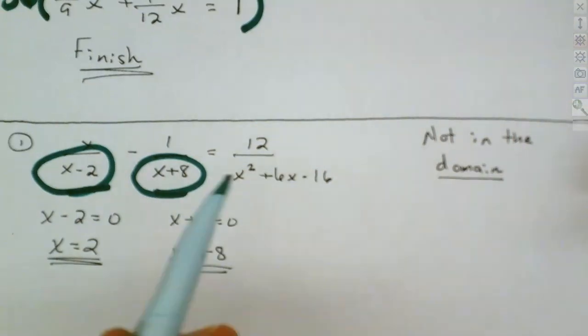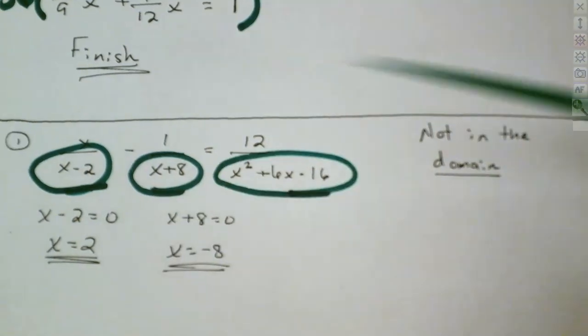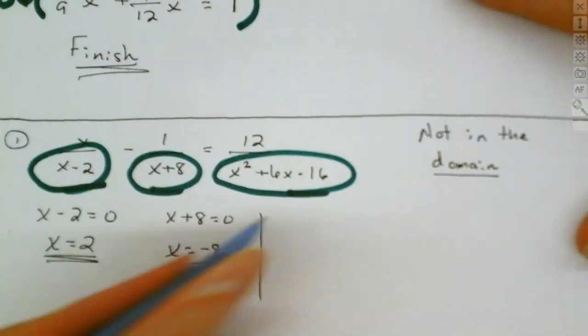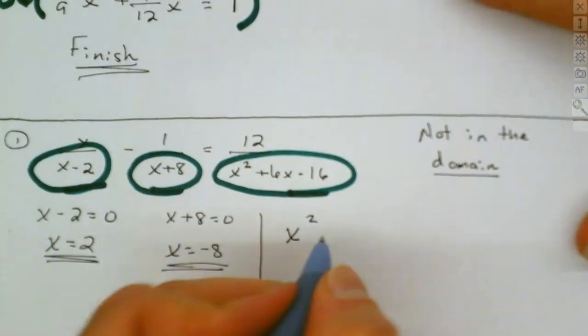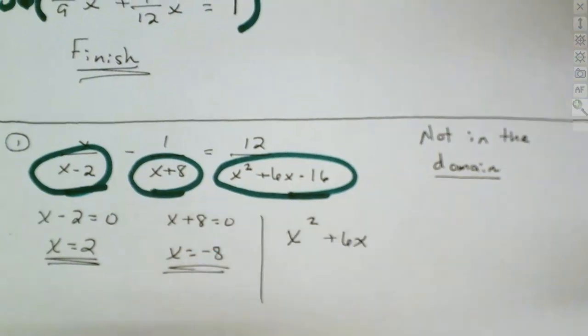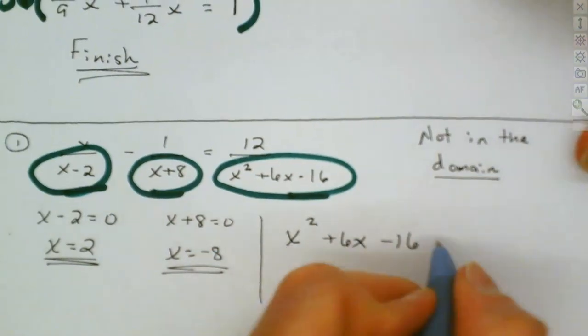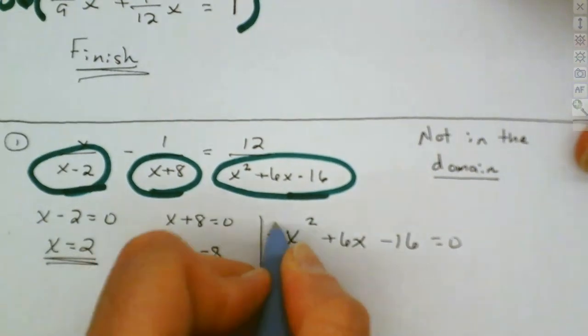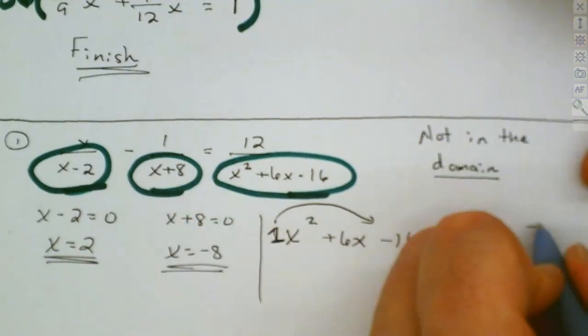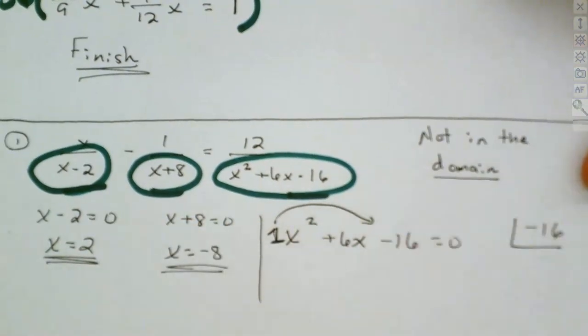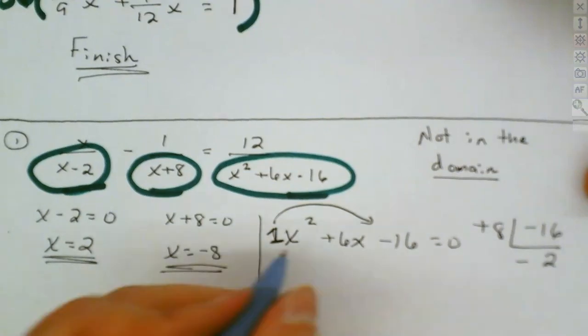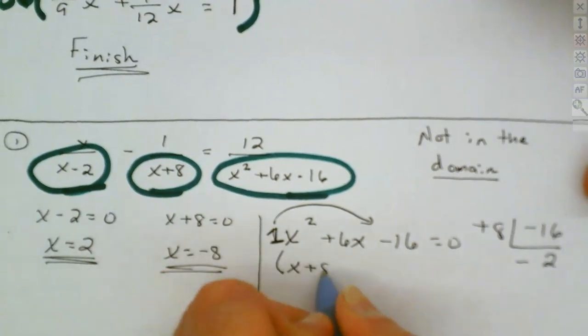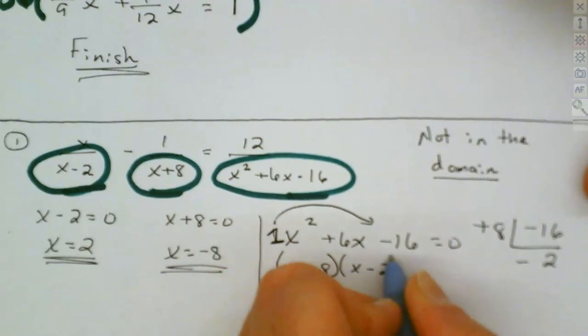What about the last one? Got to factor. So what's this one? x squared plus 6x minus 16 equals 0. Should be easy to factor. Put your 1 in. 1 times a negative 16, that's a negative 16. It's a negative, so we know 1 is positive, 1 is negative. You should be able to see that it's going to be 8 and 2. So that would be then x plus 8, x minus 2 equals 0.